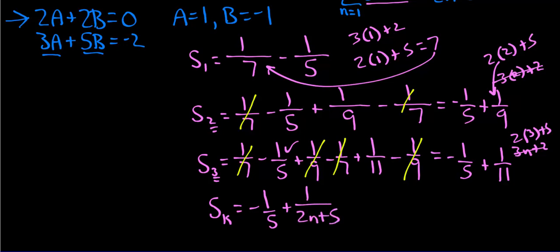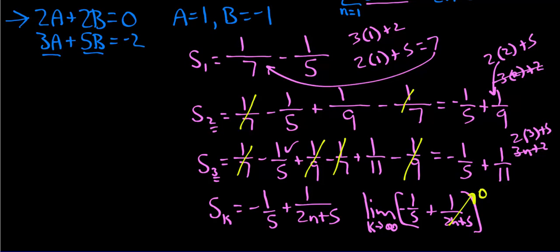Now, if we take the limit of that, we'll get our sum. The limit as k goes to infinity of negative 1/5 plus 1 over 2n plus 5. Well, this thing right here goes to 0, and you're just left with negative 1/5. And that is what that series adds to.